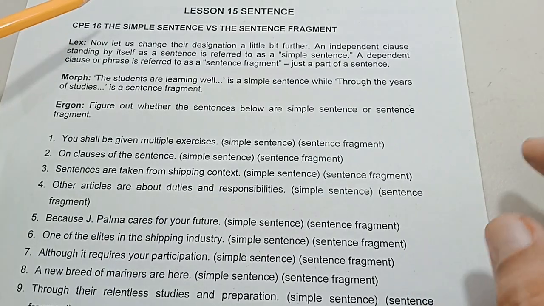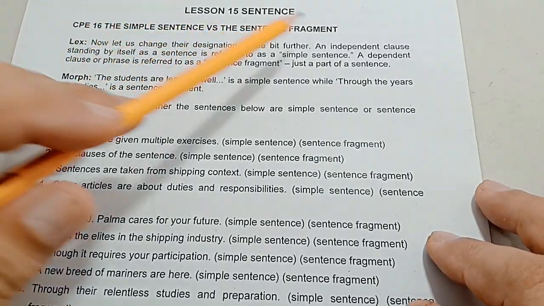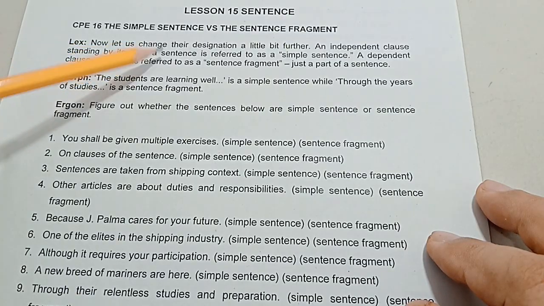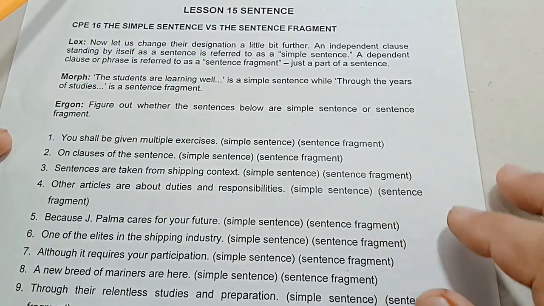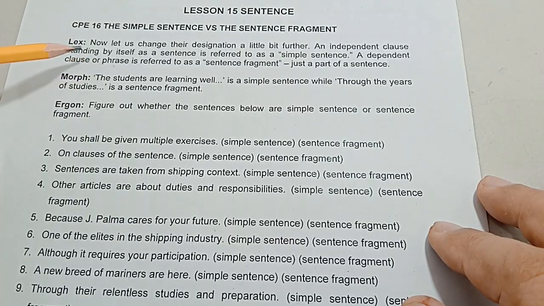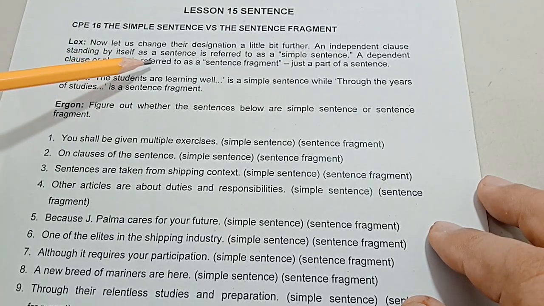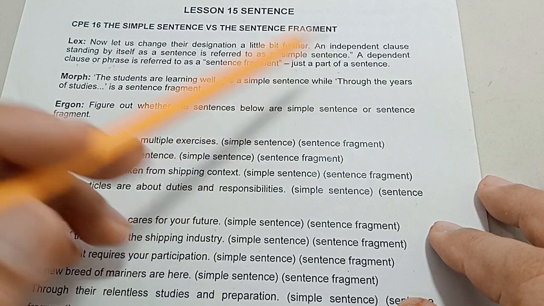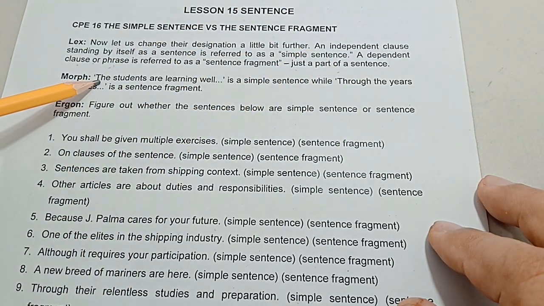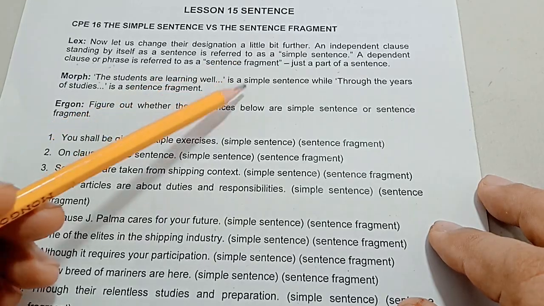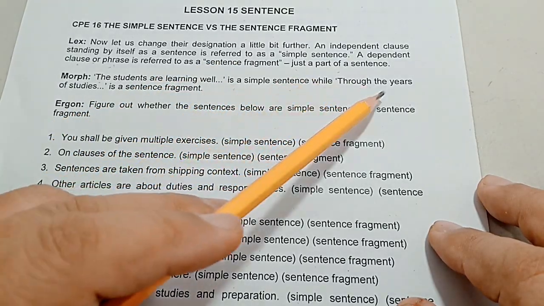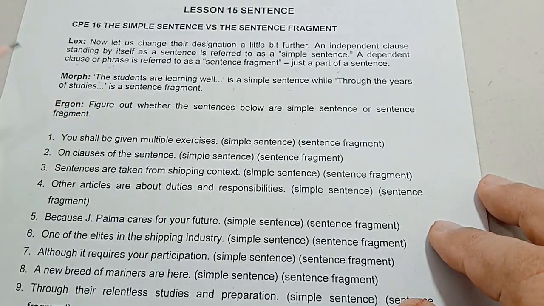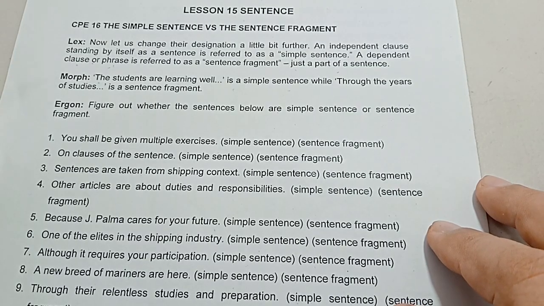It says here that an independent clause standing by itself as a sentence is referred to as a simple sentence. Well, a dependent clause or phrase is referred to as a sentence fragment. They are just part of a sentence. Say, for example, "The students are learning well" is a simple sentence, while "through the years of studies" is a sentence fragment. Now, figure out whether the sentences below are simple sentences or sentence fragments. Let's try to do it.